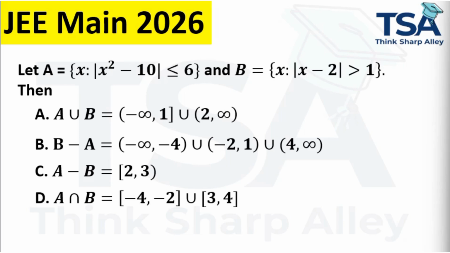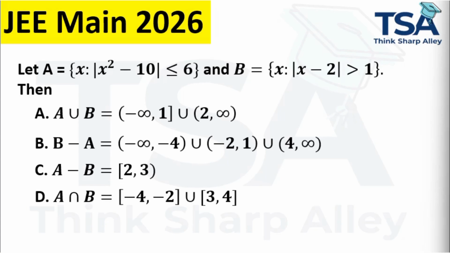Welcome back. Question 1 was about trigo identities and question 2 is about logic and intervals. We have two sets over here, set A and set B, defined by modulus inequalities. Our goal is to check which set operation over here is correct.